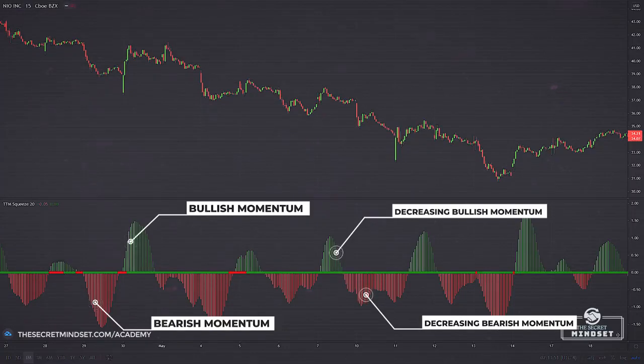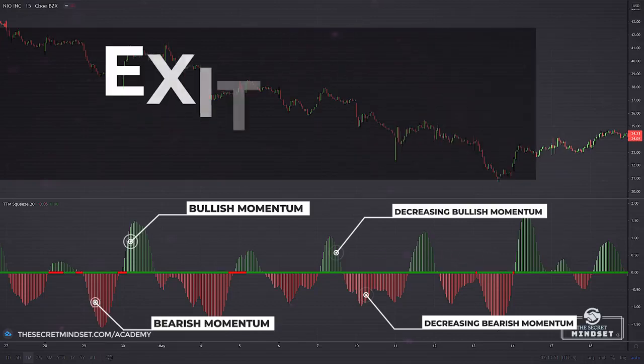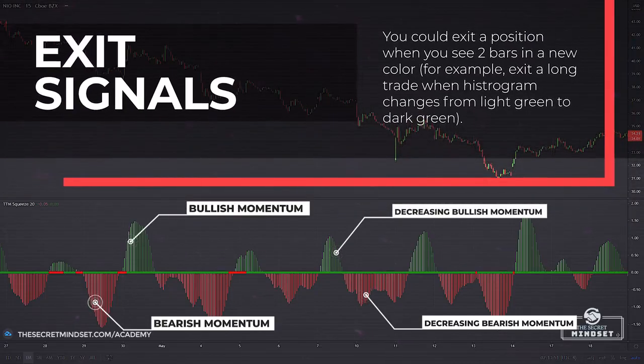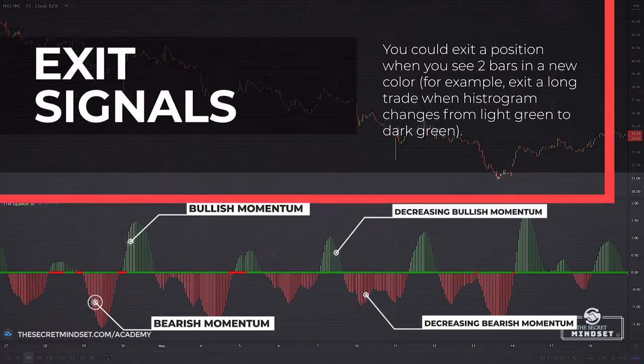When the histogram changes direction and starts moving back towards the zero line, that's a signal to sell. The momentum histogram can also be used to determine specific exit points, like selling when you had 2 bars in the new color. For example, if the squeeze fires and the bars are above the zero line and increasing, you could sell when you see 2 bars in a row above the zero line and decreasing.